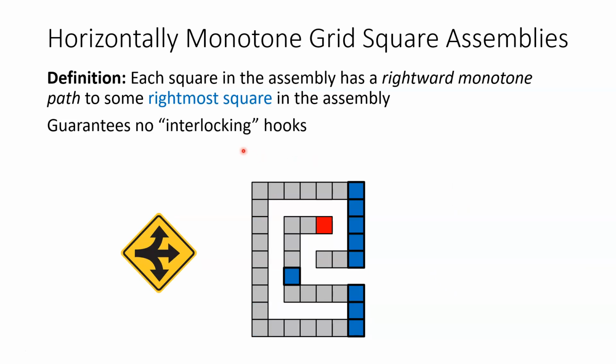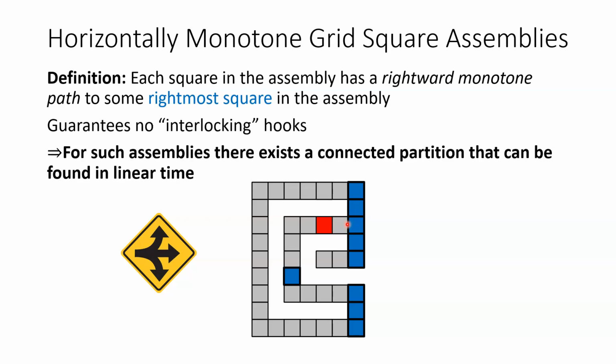And so this guarantees that there are no interlocking hooks, because if we had an interlocking hook, like the example we started with, then we would have this red square here from which we do not have a rightward monotone path to some rightmost square. So in order for it to be a horizontally monotone assembly, we would have to have a square, let's say here, and then this example would have a valid partition. And so for such assemblies, there always exists a connected partition, and we can also find it in linear time by considering three possible cases.